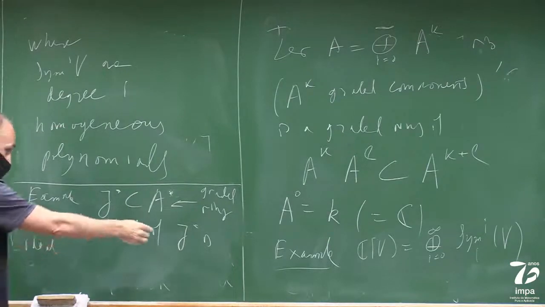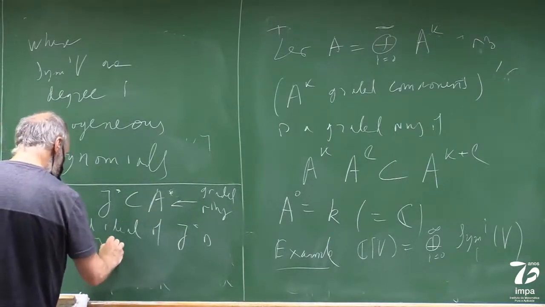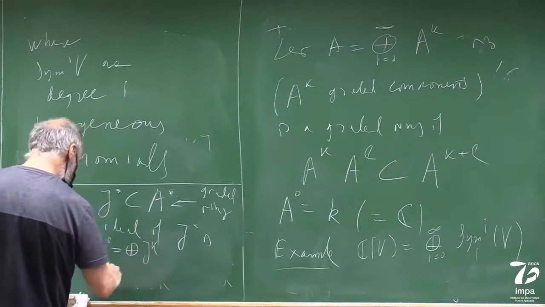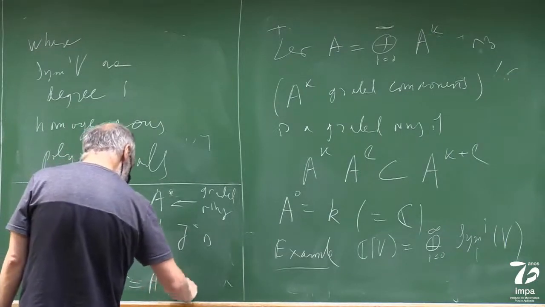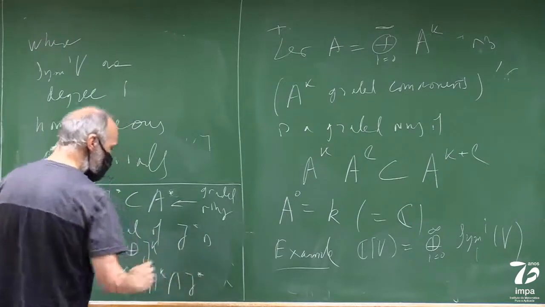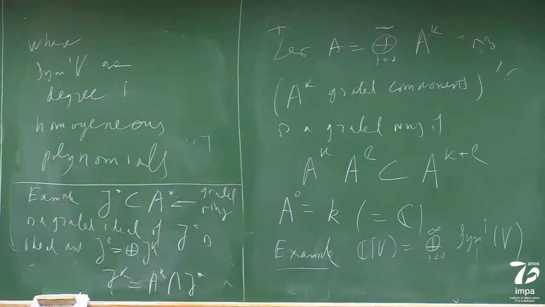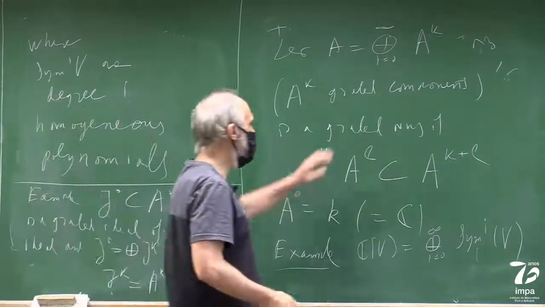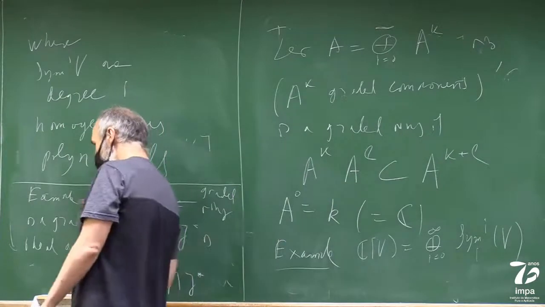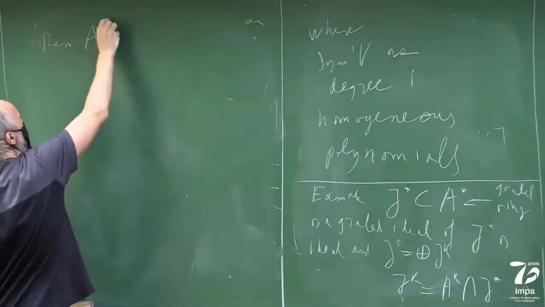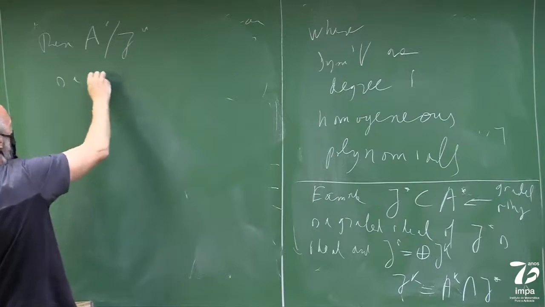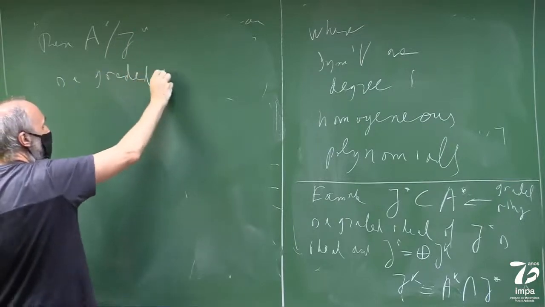It is a graded ideal if this is an ideal and J star is the direct sum of J_K, where J_K is by definition the intersection of A_K with J star. So your ideal is also the direct sum of its graded components. In that case, the quotient is also a graded ring. Then A star quotient by J star is a graded ring.